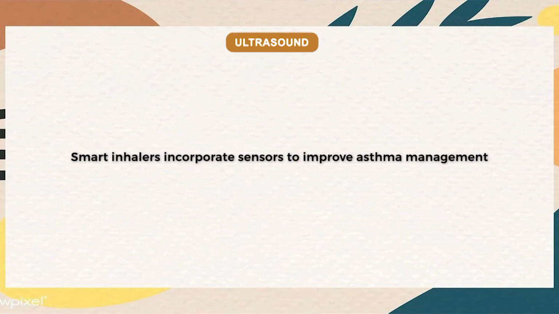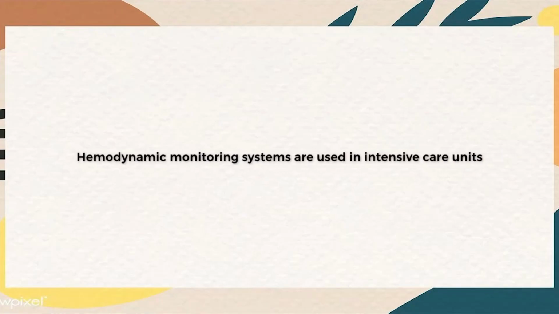Third is smart inhalers for asthma management. Smart inhalers incorporate sensors to improve asthma management. Fourth is hemodynamic monitoring in critical care. Hemodynamic monitoring systems are used in intensive care units.